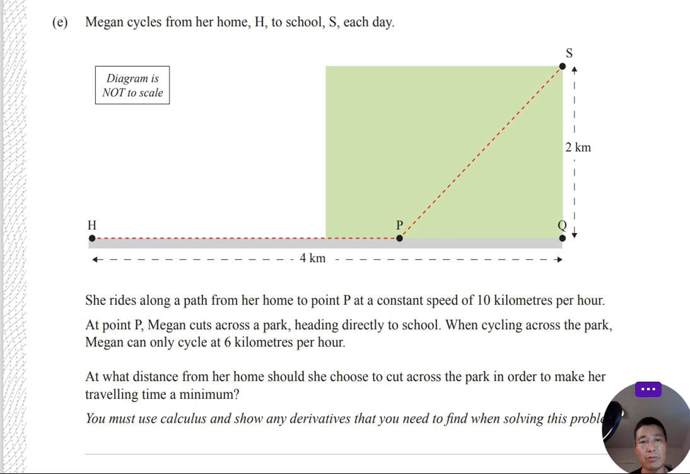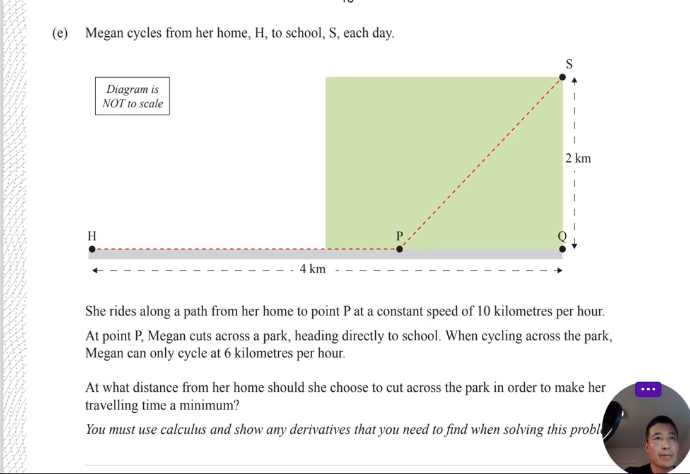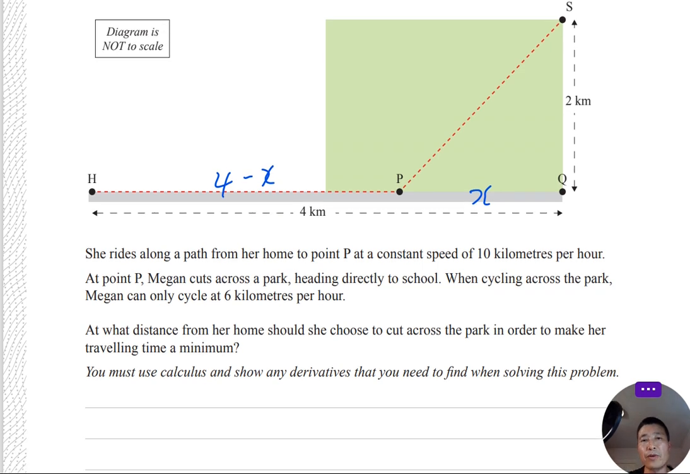You have to find the first derivative and set it to 0 and find the x, right? To find the distance from H to P. So in this case, if we set the distance between P to Q to be x, then home to P must be 4 minus x, isn't it? So once we find the x, we take that away from 4 and that will be the answer.